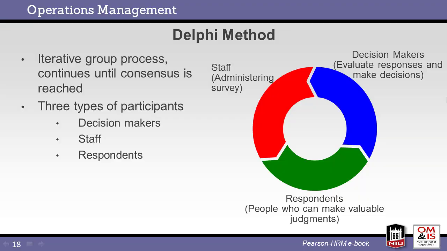The Delphi method is an iterative group process, including respondents who provide the estimates, staff who organize the process, and decision makers who evaluate the estimates and make the final decisions. The process is repeated until consensus is achieved.